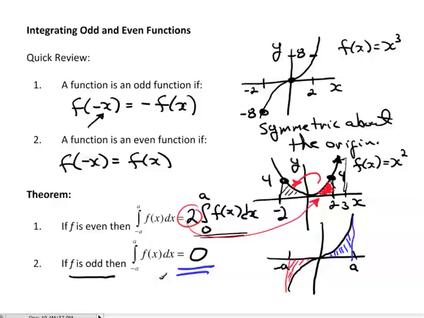So let's go ahead and take a look at some examples of how maybe to apply some of these ideas.